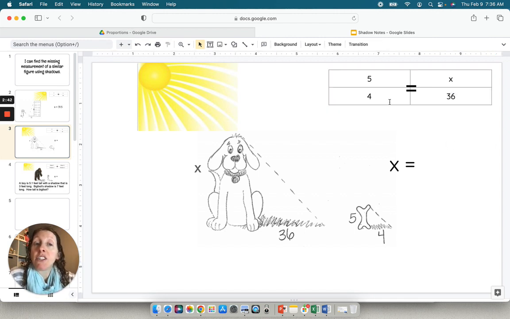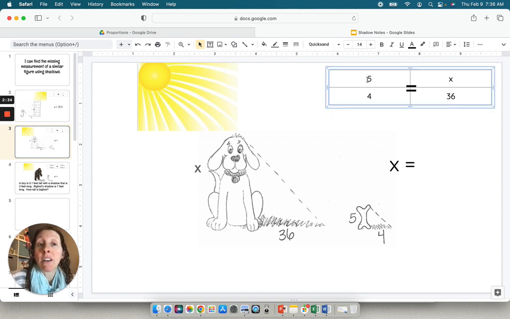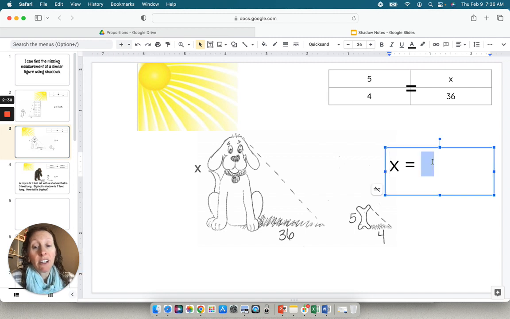For this one, I do notice that I could do 4 times something to get 36. I could times it by 9. So I can also take 5 and times it by 9 to get 45. If I didn't notice that, I could do 5 times 36. So multiply the numbers that are diagonally across and then divide by that other number, and you'll still get 45.